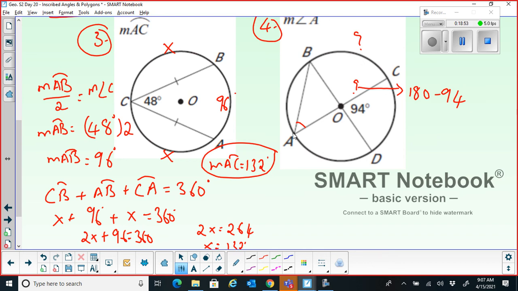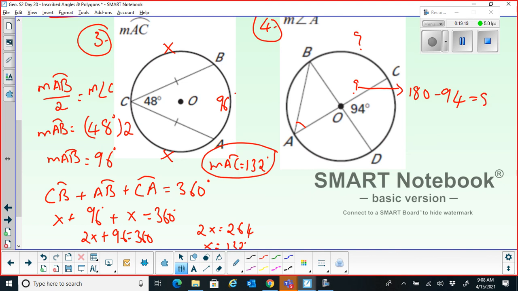If I have this, I can find this. But I don't have arc BC. So to find the measure of arc BC, let's see that central angle. I don't have this as well. To find that, I'm using the sum of a linear pair is 180. So 180 minus 94 will give us this particular angle BOC, which gives us 86 degrees.